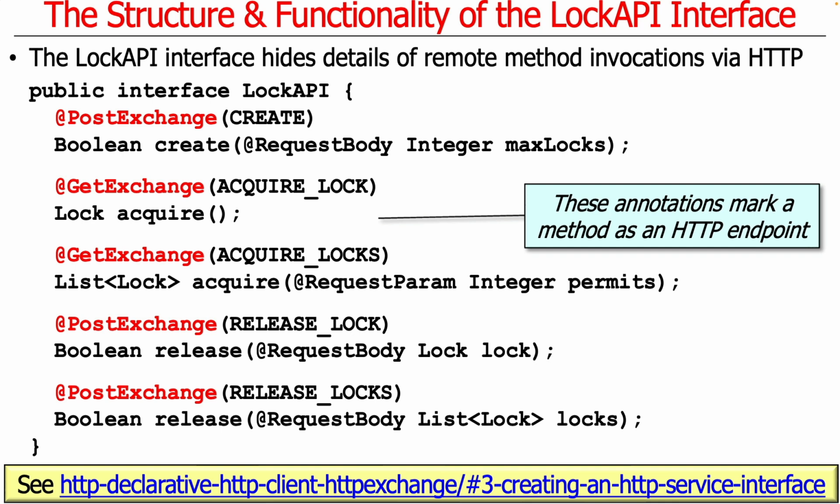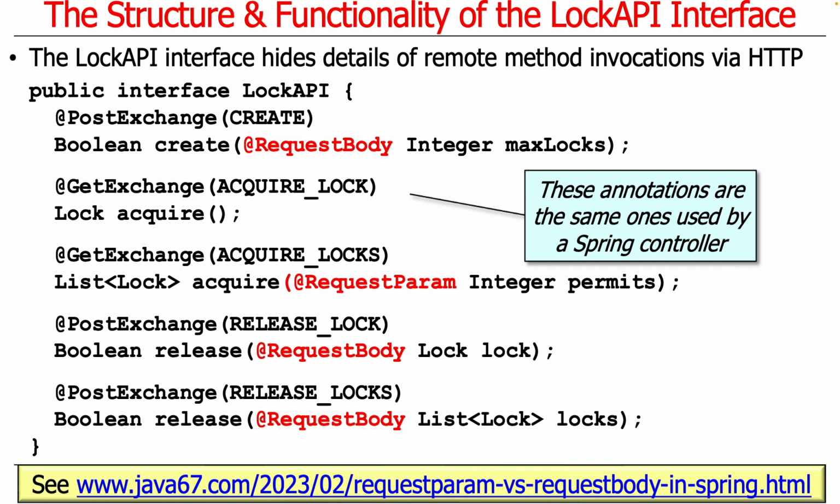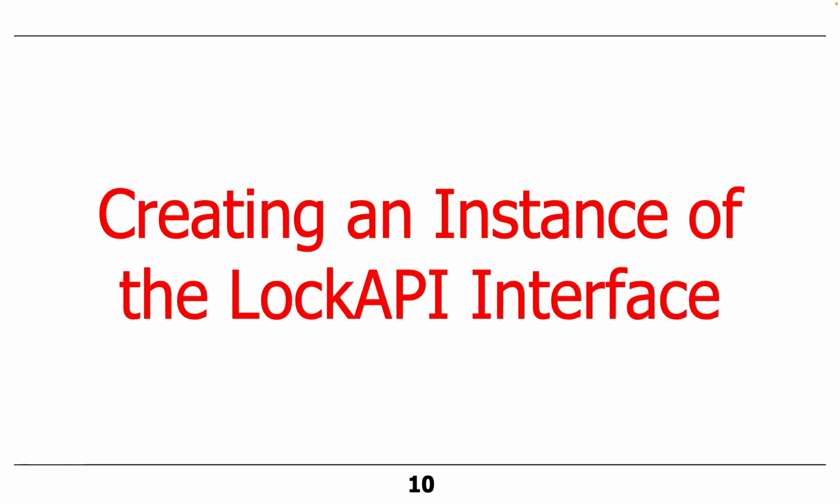Now, this part's slightly different. I don't know why they don't use post mapping and get mapping, but they use post exchange and get exchange. But it's basically like post mapping and get mapping. You have the same path names here. And then you have the same types of annotations for things like the body. So request body, request param. That's exactly like what you'd have on the controller side. So again, for my money, it's a lot cleaner, a lot more intuitive, and very simple. It integrates with Spring. So it's a wonderful enhancement that was not there until very recently.